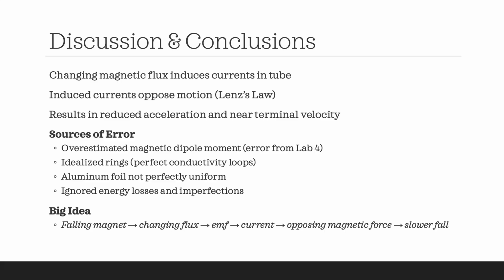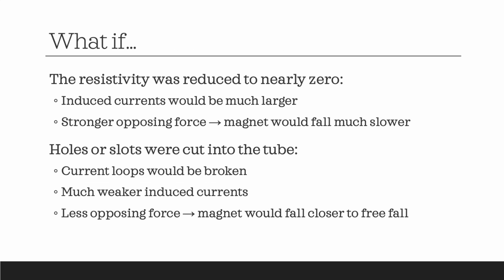The difference between the model and experiment can be explained by several factors, including an overestimated magnetic dipole moment, idealized assumptions about the conducting rings, and imperfections in the aluminum foil. The key idea is that the magnet's motion induces currents, and those currents feed back to oppose the motion, slowing the magnet down. Now onto the what-if questions.